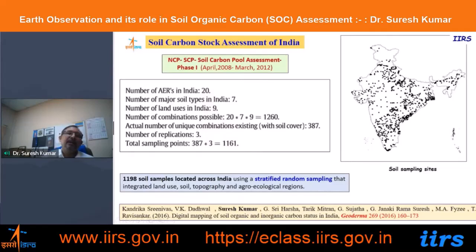Although we took nearly 1,200 soil samples, some soil samples were not considered. The samples were taken based on stratified random sampling. As I told you, it was based on land use, soil topography, and agroecological regions, and we estimated the soil carbon stocks. This carbon stock was published in an international journal in 2016, in Geoderma, where we published the latest soil carbon stock assessment of the country.